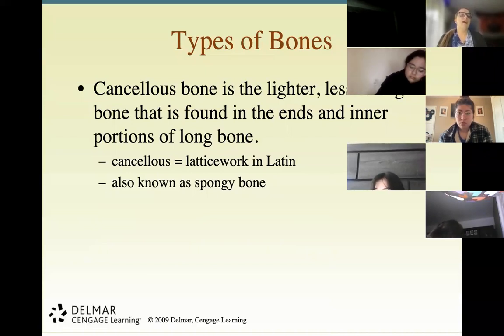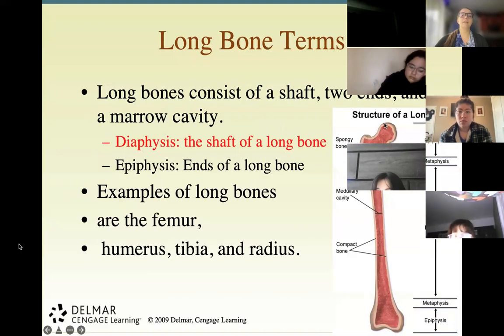Now we do know that cancellous means lattice work in Latin, and it's also known as spongy bone. Again, think of how it's lighter, less strong, and found at the ends and inner portions. So we're talking about the inside, not this hard outside layer. Think of the marrow. That's where we're going to find this, where it says spongy bone inside this medullary cavity. And then we also see where the compact bone can be the outside here. Remember, that's the cortex or cortical bone.